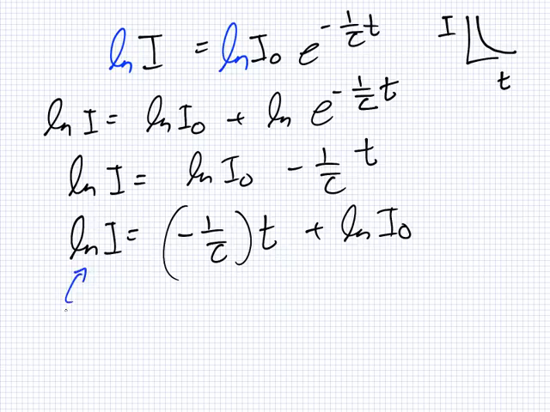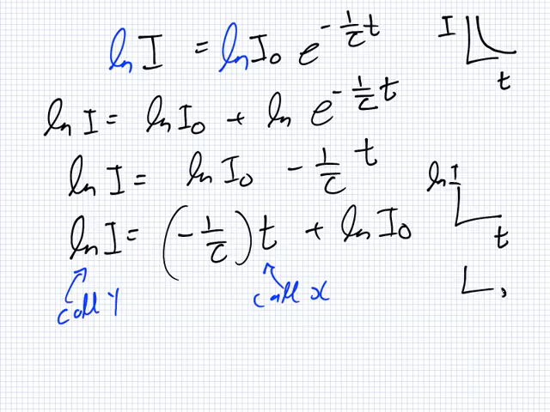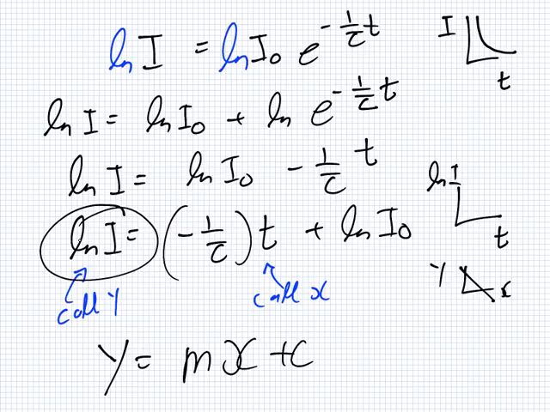Now if we call this y, call this x, so we have a graph with t and log I, or in other words x and y, what shape will this graph be? Well, it's like this form, y equals mx plus c, so the shape will be linear. So in other words, if you change I to log I, you'll get a linear graph. We'll continue in a moment.